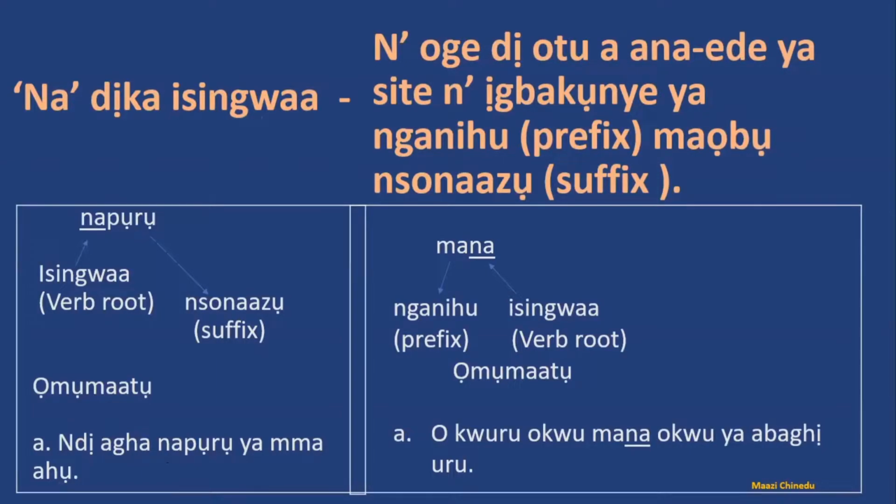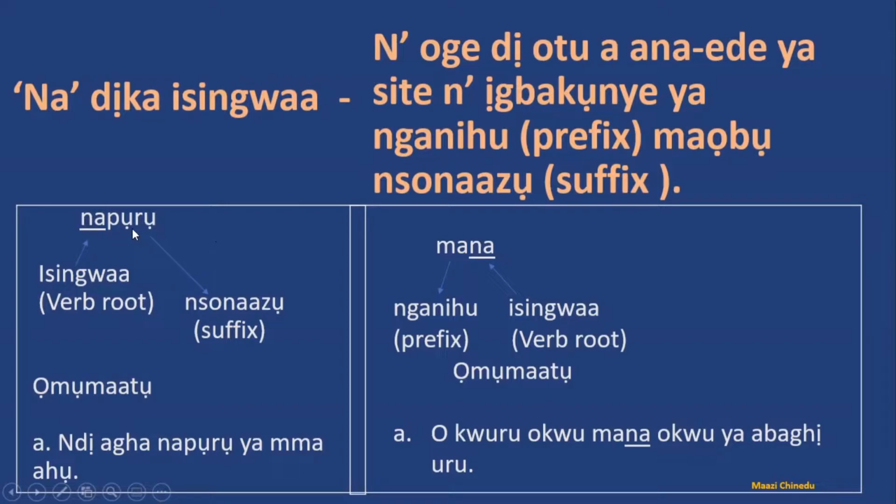na dịka isi ngwa verb root. N'oge dị otu a na-ede ya site n'ịgbakwunye ya nganihu ma ọ bụ nsonaazụ, which means na itself is a verb root isi ngwa. To use it in a word, we can either affix a prefix or a suffix on it.